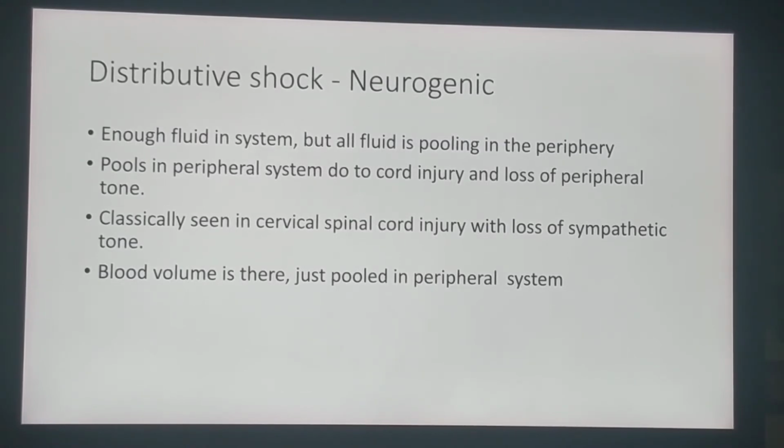Because in the periphery you're having low blood pressure, it usually pools there because you've lost that sympathetic tone, which causes vasoconstriction in your periphery and pushes the blood back to your core. It's classically seen in cervical spine injury where you lost that sympathetic tone. The sympathetic system goes out to the periphery and usually causes vasoconstriction. So you have enough blood volume, it's just pooled in the peripheral system. We've got to get that blood volume back to the core.